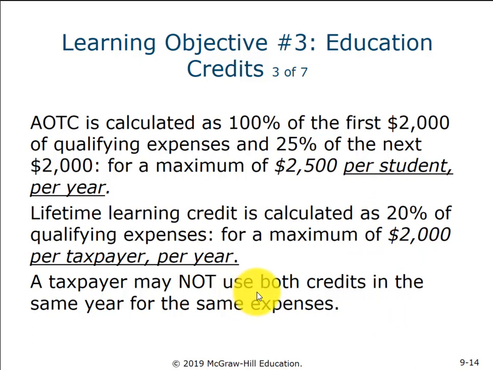All right, and you can't use both credits in the same year for the same expenses. You can't double dip, if you will. So I'm going to stop there and come back to how this works and phases out, the details, in part 2.